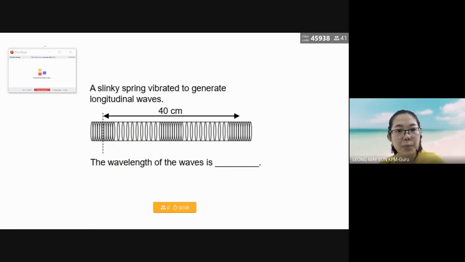A slinky spring vibrated to generate a longitudinal wave. The wavelength of the waves is?